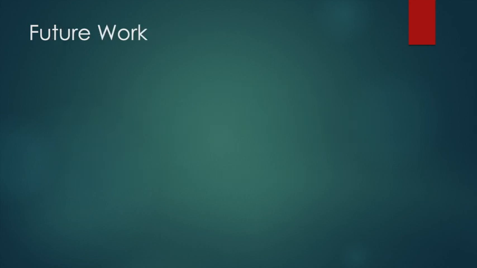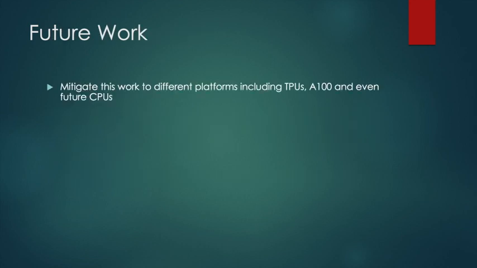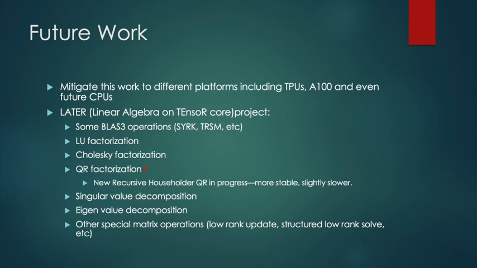There is still some work to be done in the future. We would like to migrate our work to other platforms like Google TPU, NVIDIA A100, and even future CPUs. Also, we are still working on a research project named Linear Algebra on Tensor Core. Up to now, we have finished QR factorization, and the new recursive Householder QR is in progress. Also, in the future, we are going to implement tensor core-based LU factorization, some BLAS3 operations, Cholesky factorization, singular value decomposition, eigenvalue decomposition, and even other special matrix operations like low rank update.